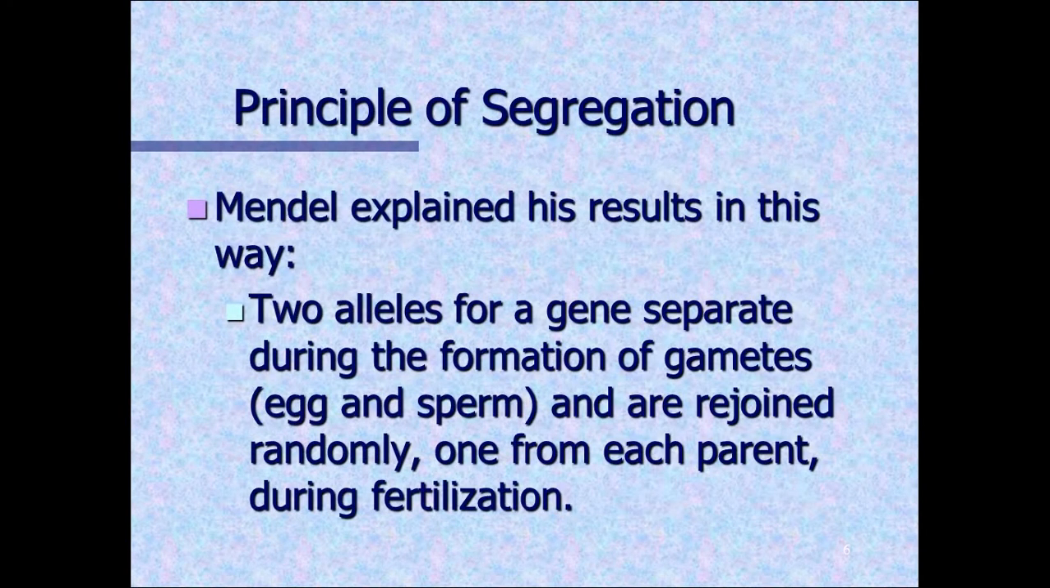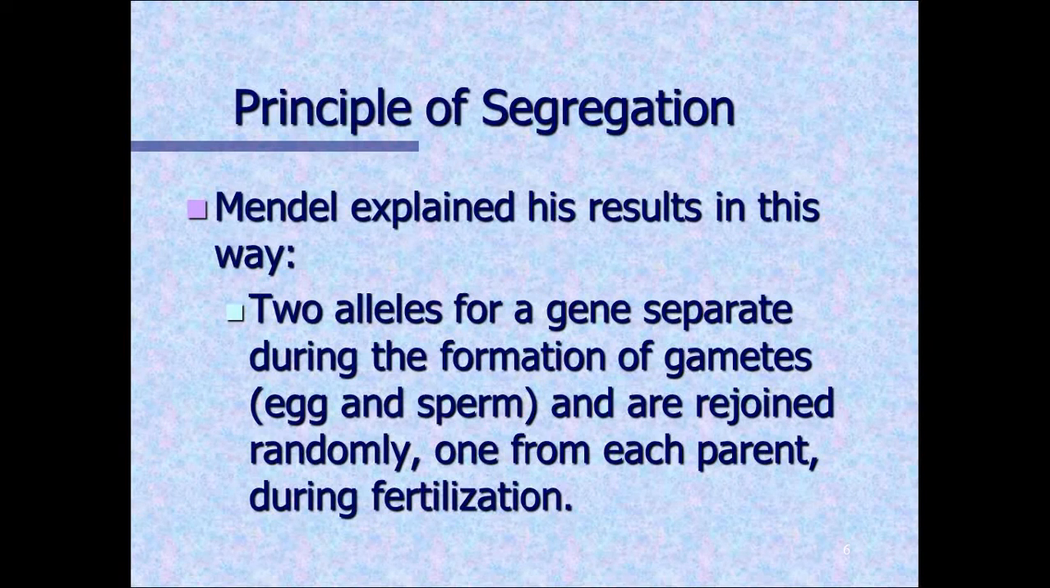Mendel explained his results with his idea of the principle of segregation. He said, 2 alleles for a gene separate during the formation of gametes and are rejoined randomly during fertilization.